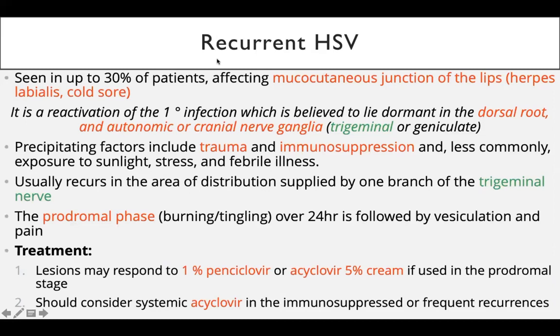Then we studied recurrent, where the virus was dormant in one of the dorsal root and autonomic or cranial nerve ganglia, trigeminal particularly.